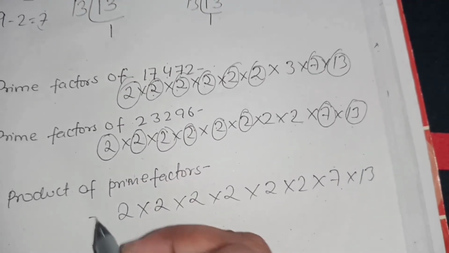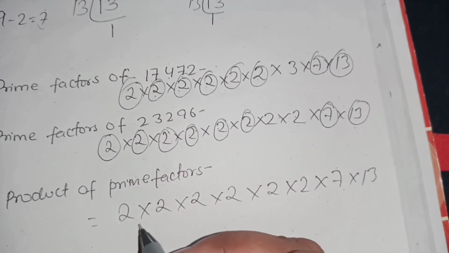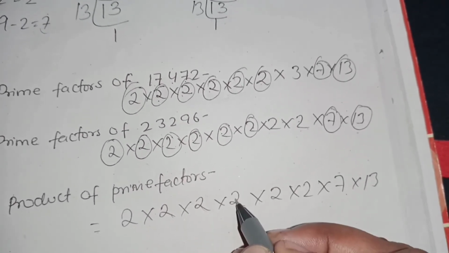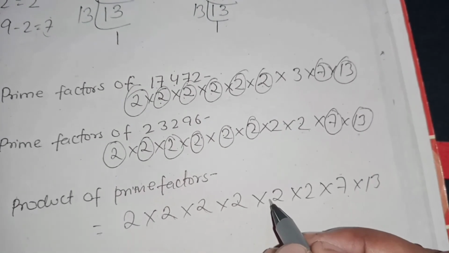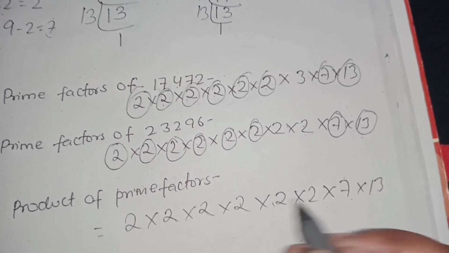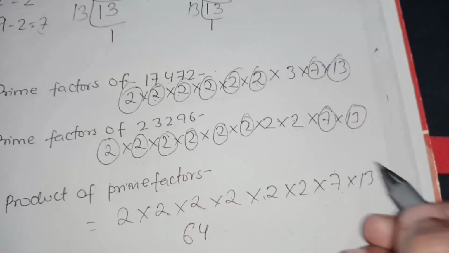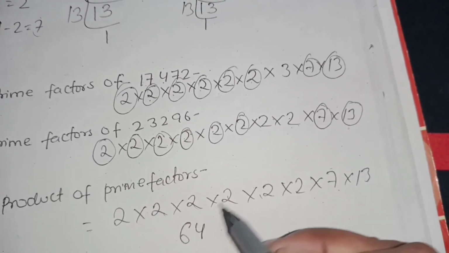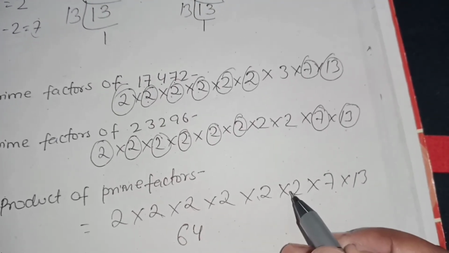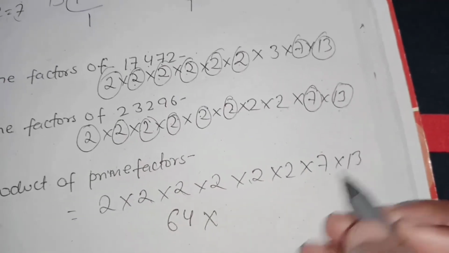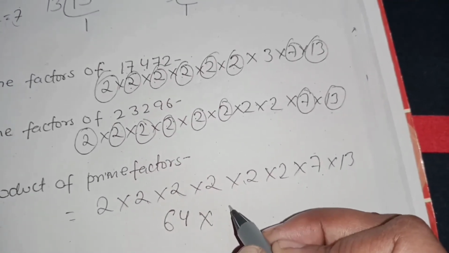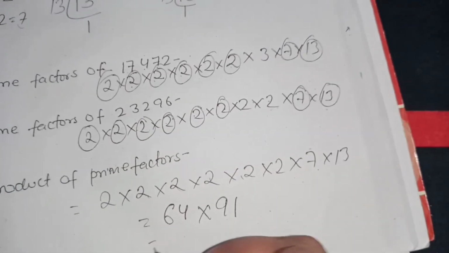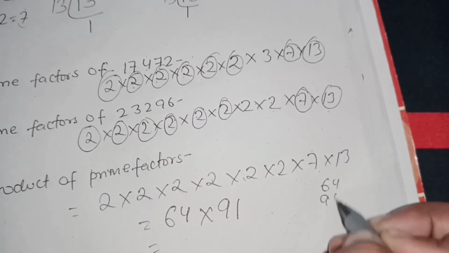So it's very easy. Now you have to find the product of these prime factors. So let us start. 2 2 ja 4. Okay, 4 2 ja 8. 8 2 ja 16. 16 2 ja 32. 32 2 ja 64. You can multiply and do it one by one, or you can do it directly. 64 into 7 into 13. So 7 into 13 how much? 7 13 ja, or you can say 13 7 ja, is 91.